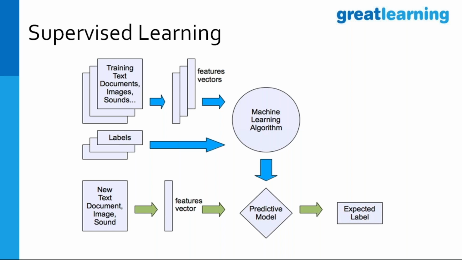So suppose the new text or document comes in as an input, right? That is the new text, document, image and sound. So it may have features, it may have vectors also. Based on the features, it enters into the predictive model and it says the expected label. So the expected label is apple. The expected label is pineapple. The expected label is banana, etc. So this is a supervised learning workflow.